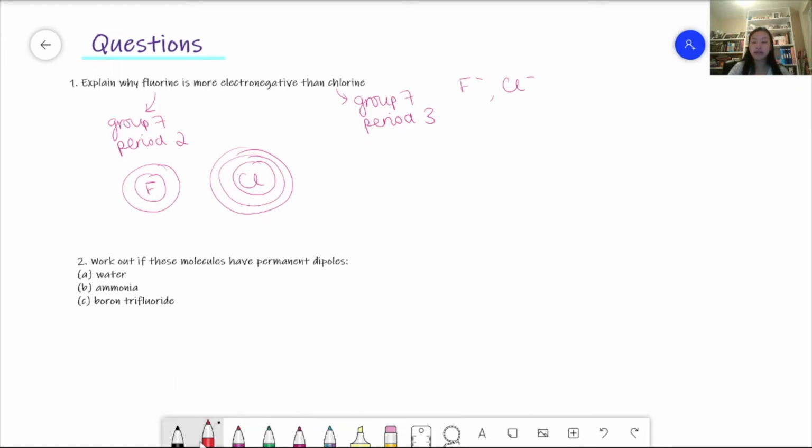So for A, for water, water looks like this. And oxygen is much more electronegative than hydrogen, so that becomes the delta negative, and these two become the delta positives. And so we see that these bonds are definitely polar because we've got a more partially positive atom and a more partially negative atom. And the molecule is also polar because if we look at the electron density of it, it would look something like this.